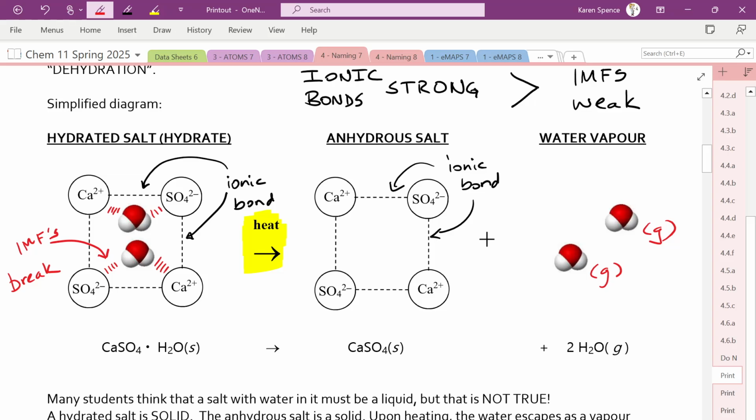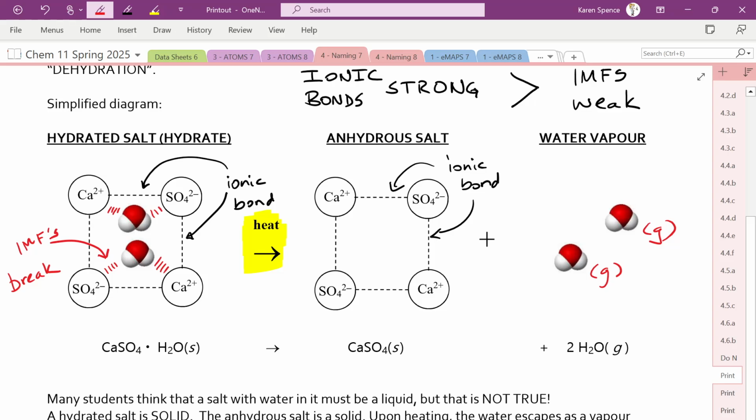Is that good? Okay. And as I said before, many students will think that a salt with water in it has to be a liquid, but it's not true. The water is just little bits in the solid.